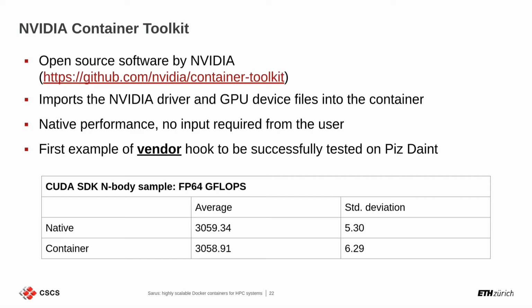This is also the first example of a vendor hook to be successfully integrated and tested on a system like Piz Daint. And we can see a table summarizing some results for a quick software development kit sample, where a container and a native program achieve almost the same flops. Now, let's see a quick demo of Sarus leveraging these hooks on a production system.